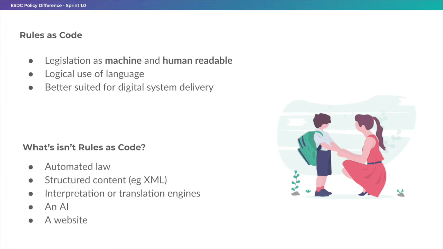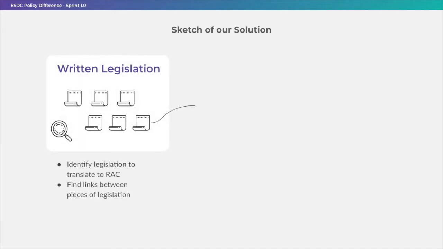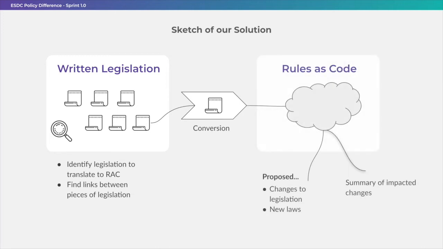It is not an automated law, it is not an interpretation or translation engine, and it certainly is not a website. Okay, so we can sketch out a general flow of what our solution might look like. We start with written legislation. We determine the best candidates to convert into rules as code. We make that conversion. Once we've done this conversion into rules as code, we can simulate what might happen if we change certain parts of it. So with this model in mind, I want to introduce just a few concrete technologies that we're going to explore that might fit in with this approach.